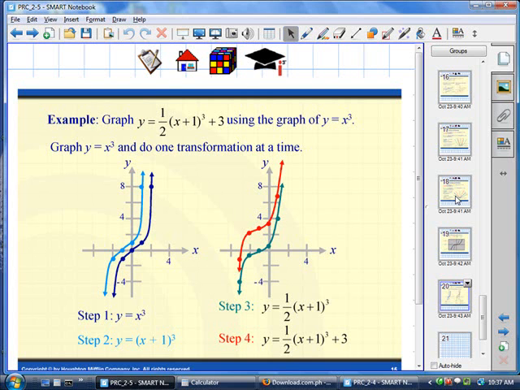You can actually tell quite a bit about a graph before we even do any graphing. Well, let's just see how they did that. So they took the original graph, sure enough. What did they do? They moved it to the left one. Then they moved it up three. And then where did they squish it? I don't know. I guess they did it on the same graph. Okay.